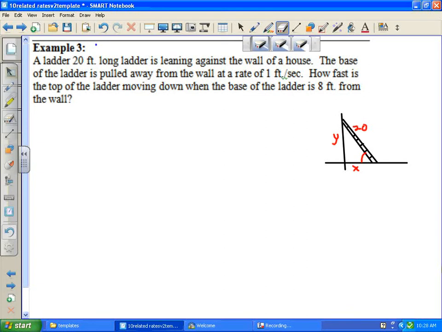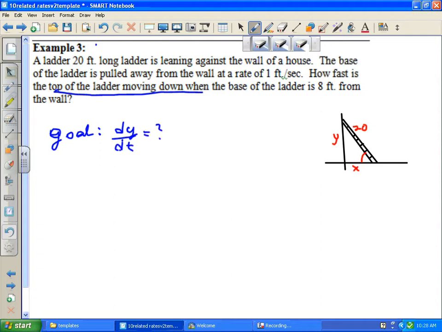Is the top of the ladder moving? When the base of the ladder is 8 feet from the wall, how fast is the top of the ladder moving? So as a derivative, what are they asking us here? dy/dt. Find dy/dt. How fast is that distance y changing as time goes by?